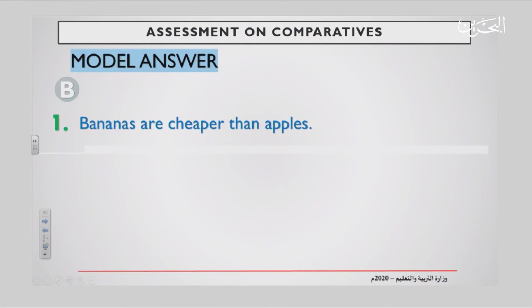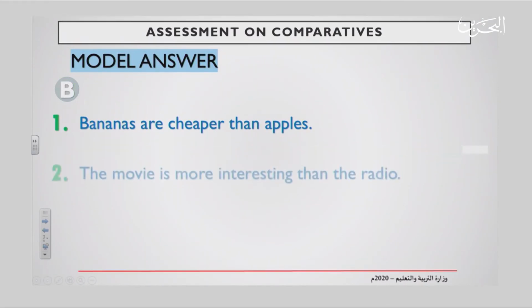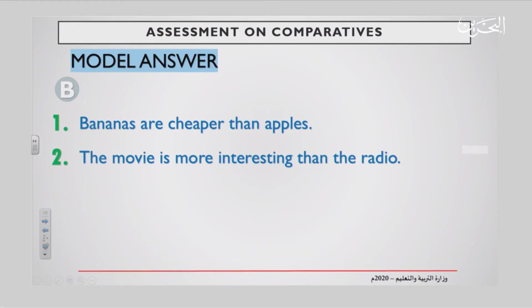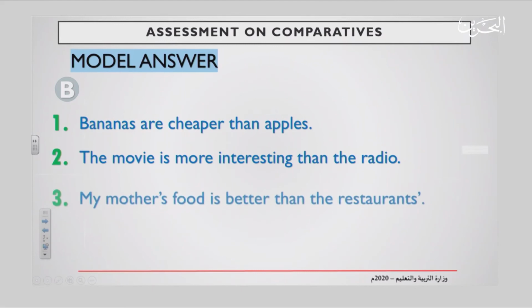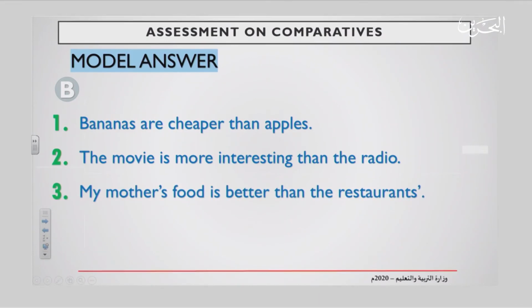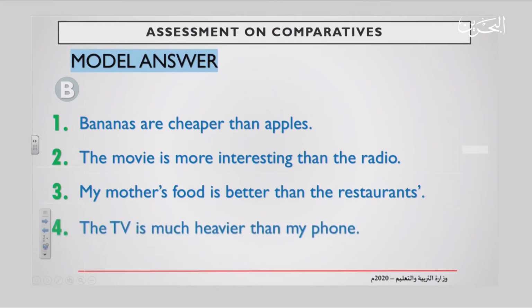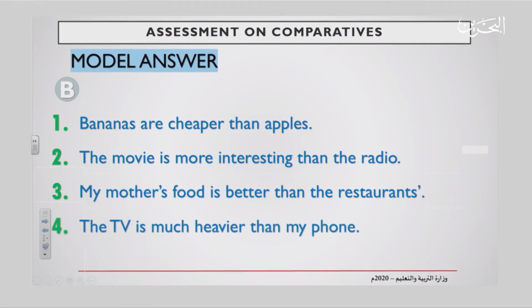B. Number 1, bananas are cheaper than apples. Number 2, the movie is more interesting than the radio. 3, my mother's food is better than the restaurant's. Number 4, the TV is much heavier than my phone.